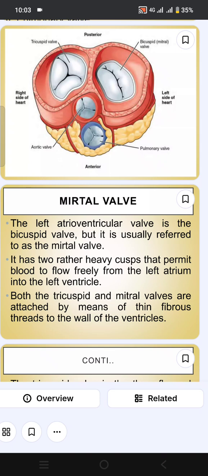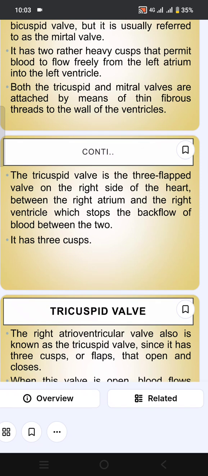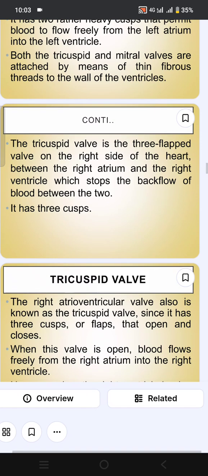into the left ventricle. Both the tricuspid and mitral valves are attached by means of thin fibrous threads to the wall of the ventricles. The tricuspid valve is the three-flapped valve on the right side of the heart between the right atrium and the right ventricle, which stops the backflow of blood between the two.